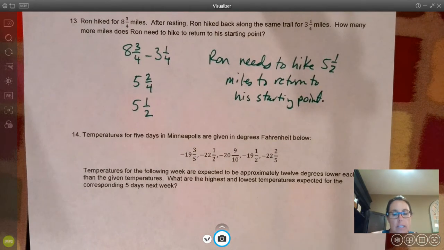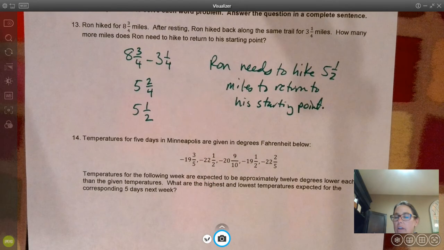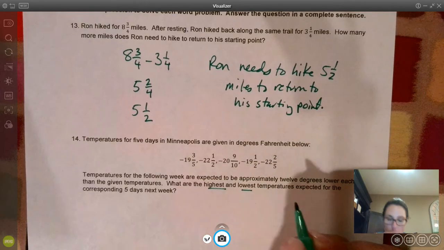Okay, number 14. Temperatures for 5 days in Seattle, Washington are given in degrees Fahrenheit below. Temperatures for the following week are expected to be approximately 12 degrees lower each day than the given temperatures. What are the highest and lowest temperatures expected for the corresponding 5 days? Okay, so here's my question. Do we need to find 12 degrees lower on each of these? Hope you're thinking no. Okay, we need to look at the highest and the lowest.